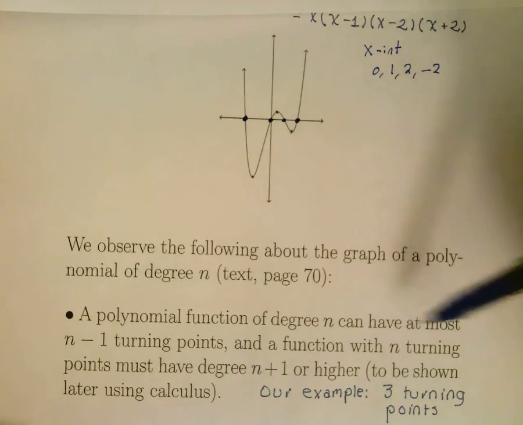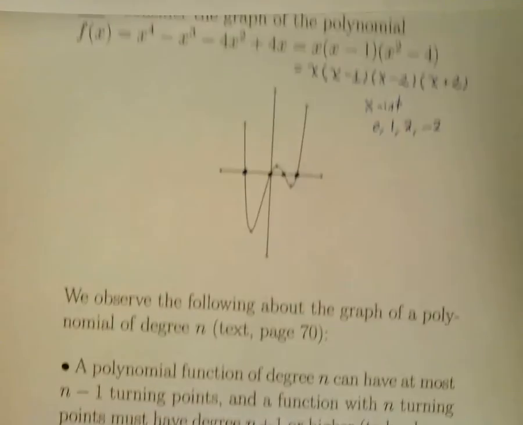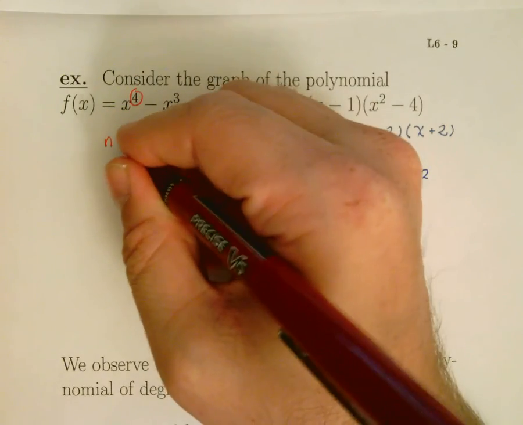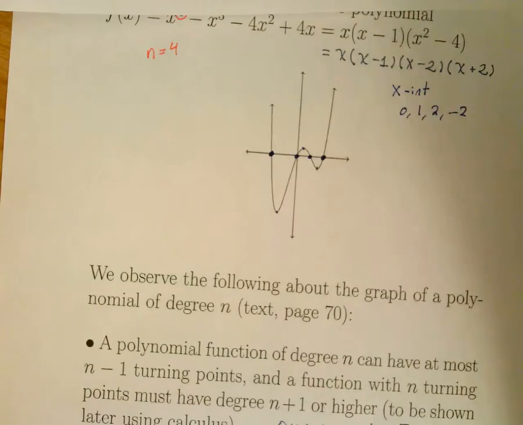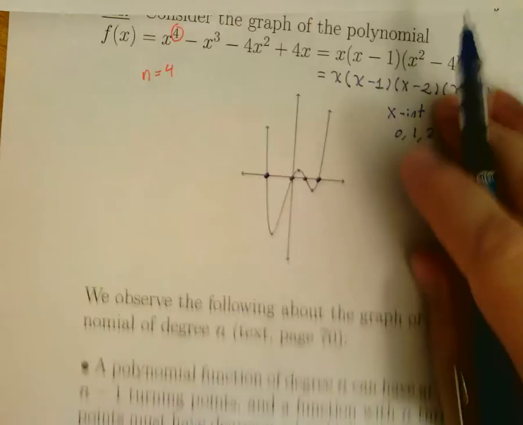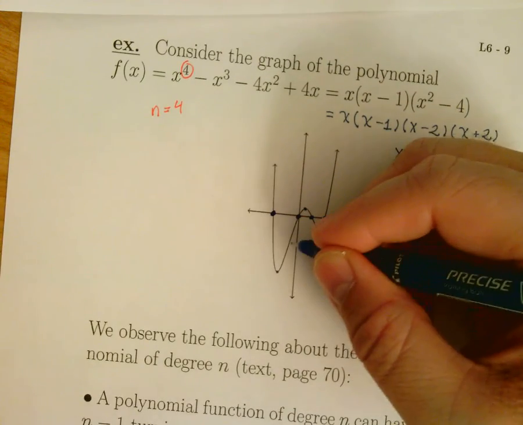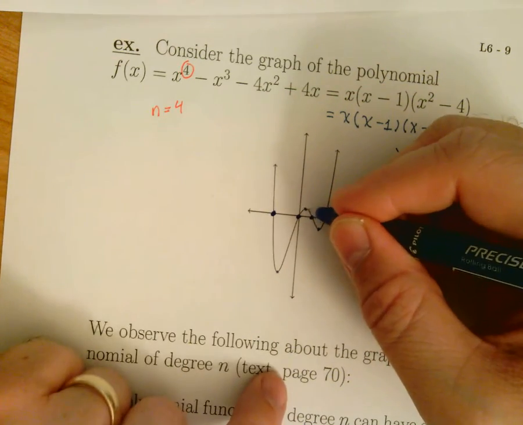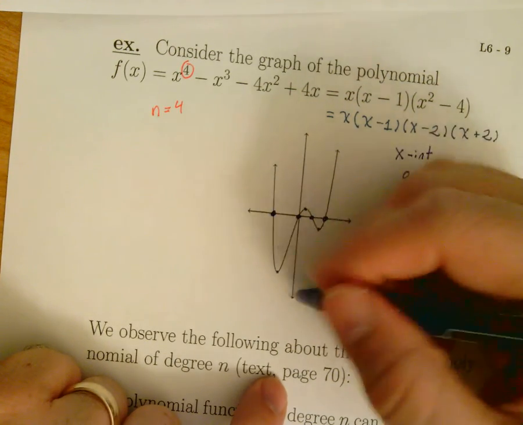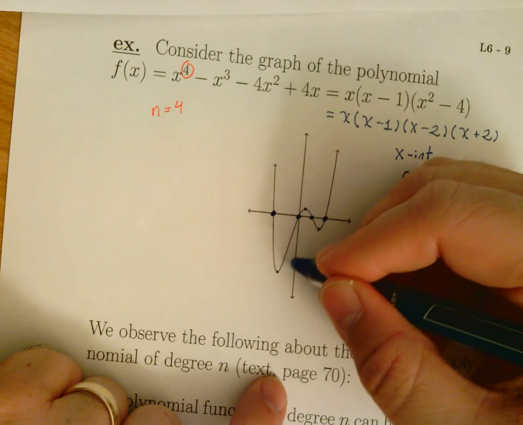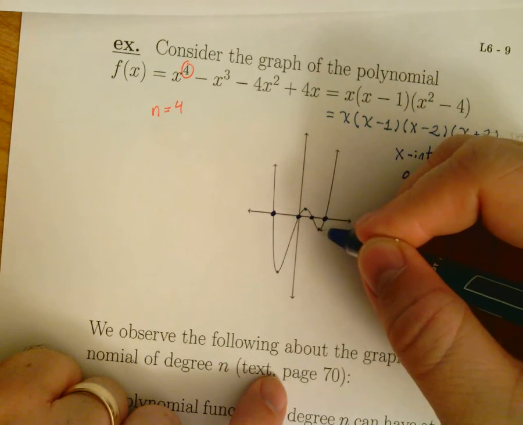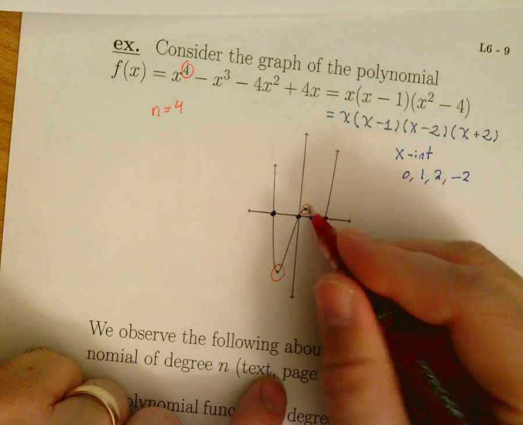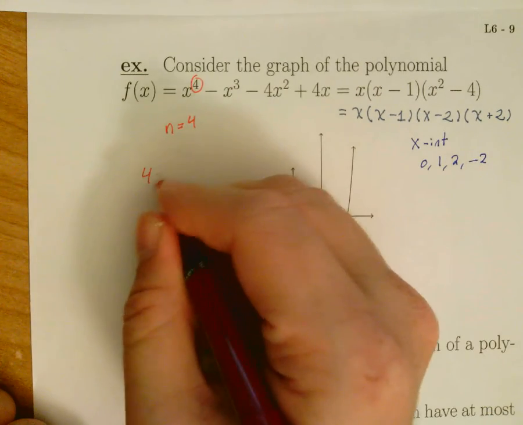A polynomial of degree n can have at most n minus 1 turning points. So over here, because my n is equal to 4, I can have at most 3 turning points. Now let's figure out what a turning point is. Notice here it goes down, and then I have a point, and then it comes up, and then back down. It's going down, it turns and goes up, and it turns and comes back down. So here I actually have 3 turning points, which is 4 minus 1.